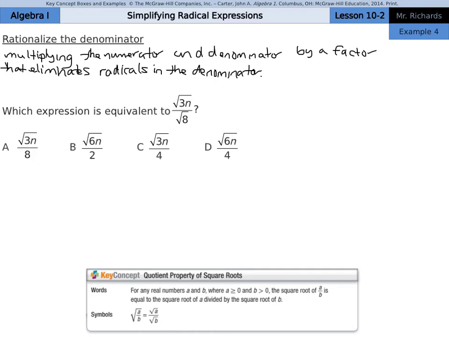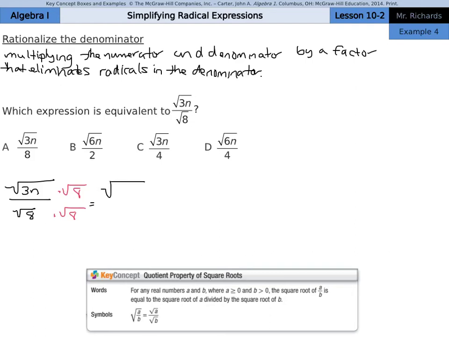Please remember, for these to be simplified, you cannot have a square root in the denominator. So we have our example here, the square root of 3n over the square root of 8. And now to rationalize the denominator, we need to multiply by the square root of 8 on both the top and the bottom.